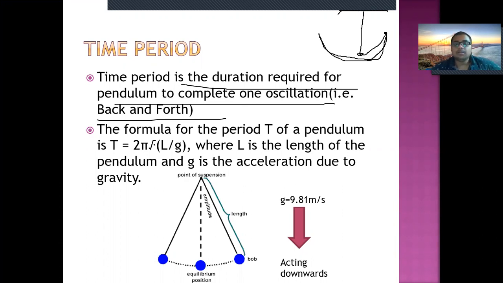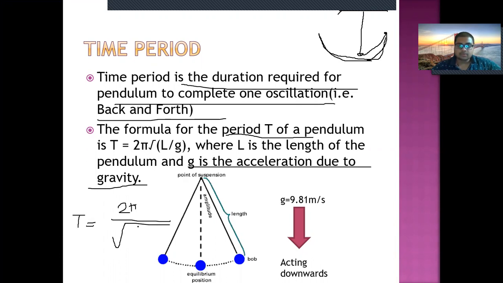And the formula for the period, or the time period, of a pendulum is 2 pi under root L by G, where L is the length of the pendulum and G is the acceleration due to gravity. So the formula is T equals 2 pi times the square root of L by G. This is mostly some advanced stuff. G is the acceleration due to gravity, which is 9.81 meter per second square. It's not meter per second, it's meter per second square.